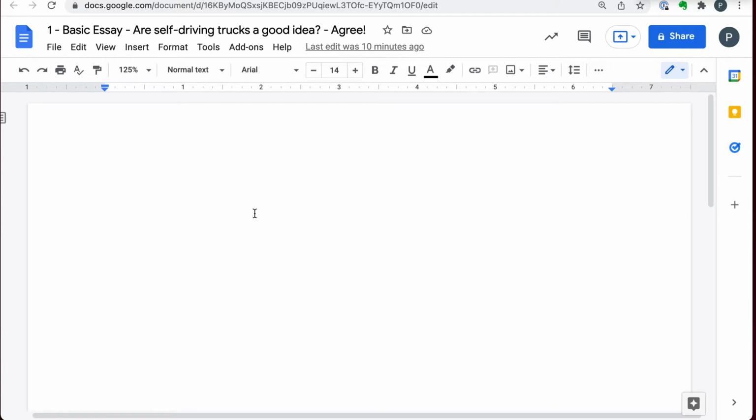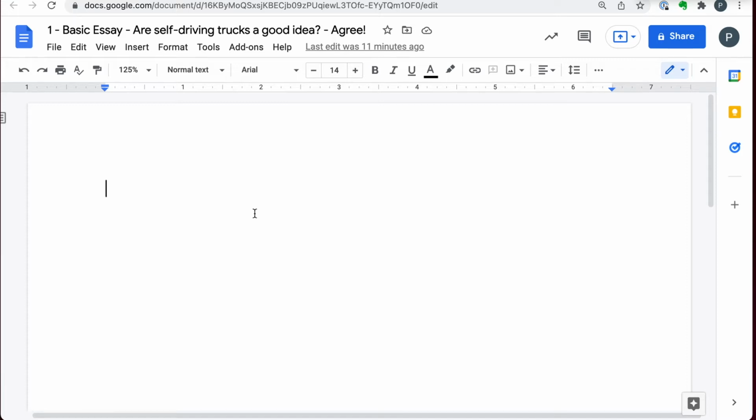All right, so done with the intro. Let's go and write this essay. Let's see how long it actually takes me to do this. Are self-driving trucks a good idea? So step one is always, and by the way, you will see a link to the complete tutorial from which I'm using these steps.